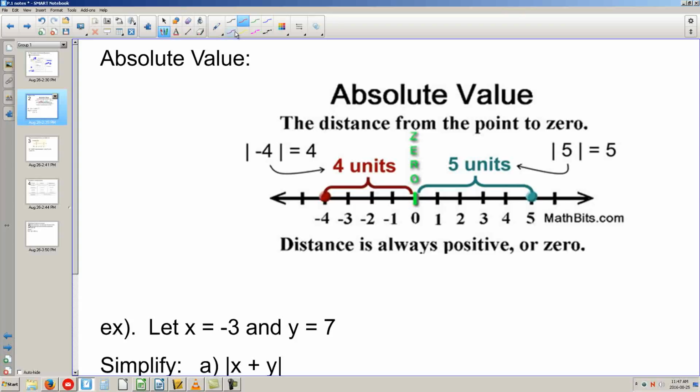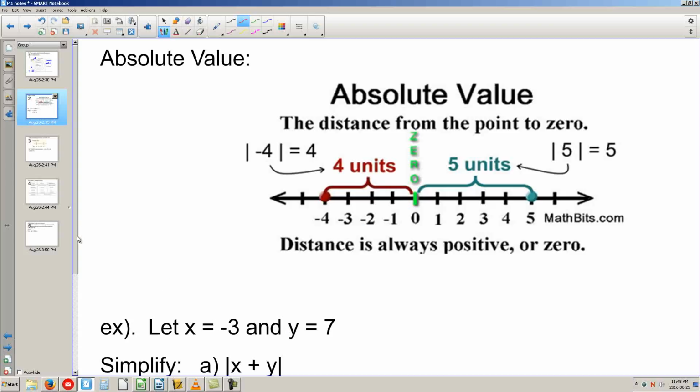The absolute value of a number is the distance from that point to 0 on a number line. Distances are measured positive. Think about it like a tape measure. Okay? So it can be positive or it can be 0 units from 0. And so the absolute value of -4, well, it is 4 spaces, so it is 4. And the absolute value of +5, it's 5 spaces, so 5.